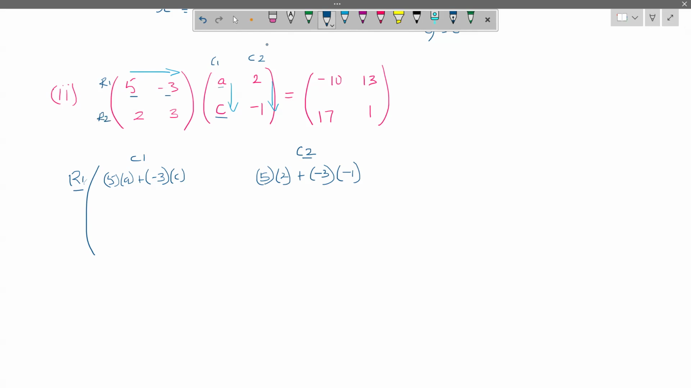Then I'm going down underneath here now. I'm doing row 2 by column 1. So 2 by A plus 3 by C. Right? 2 by A, 3 by C. Row 2, column 1. Everybody all right with that?